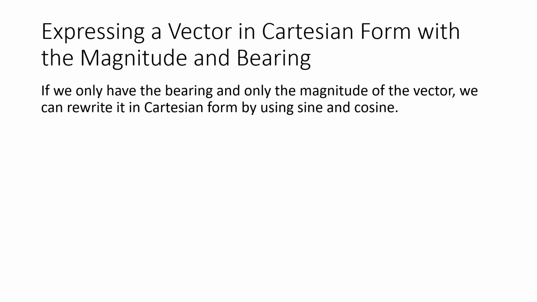Next part, expressing a vector in Cartesian form with the magnitude and bearing. So if we have the magnitude and the bearing of any vector, we can convert that to Cartesian form by using sine and cosine. Now, if this looks familiar, this is exactly what we did in 6.5. So 6.5 was just a preview of this. Converting a vector of magnitude and bearing to the vertical and horizontal components is basically converting it to a Cartesian vector.